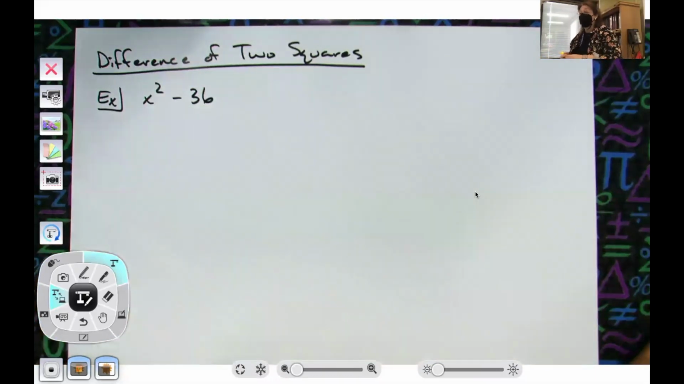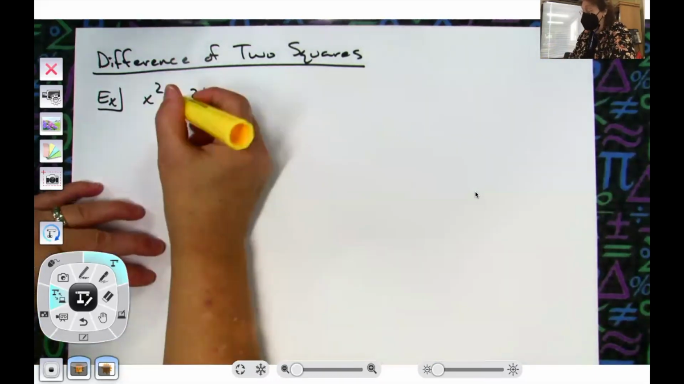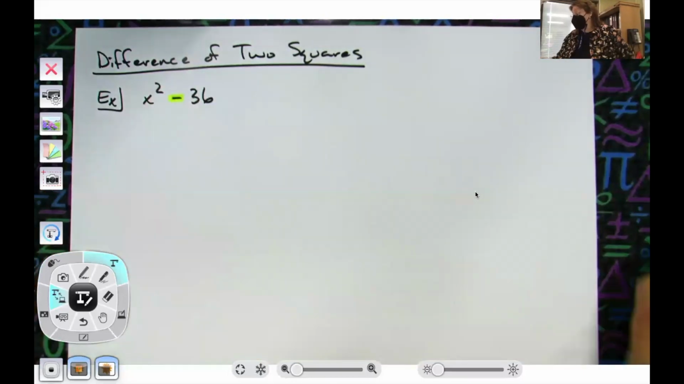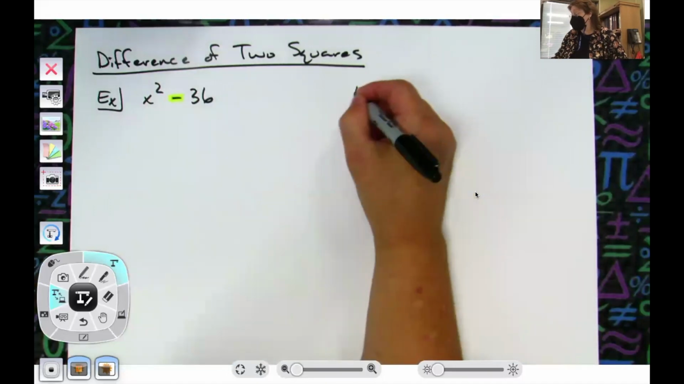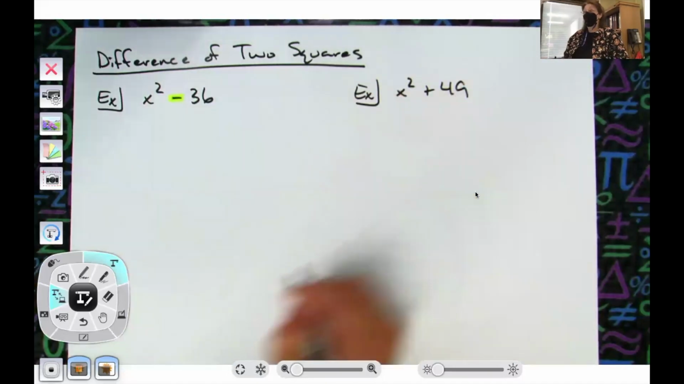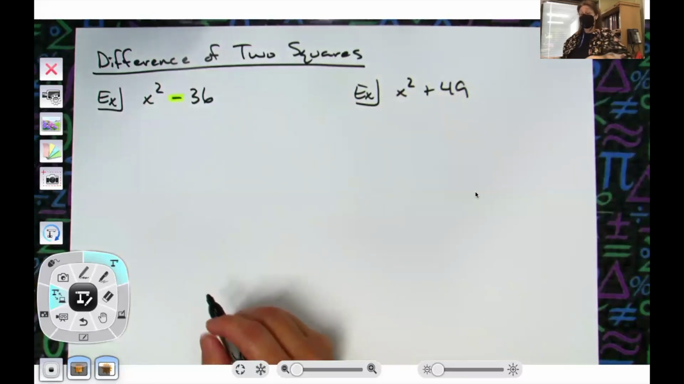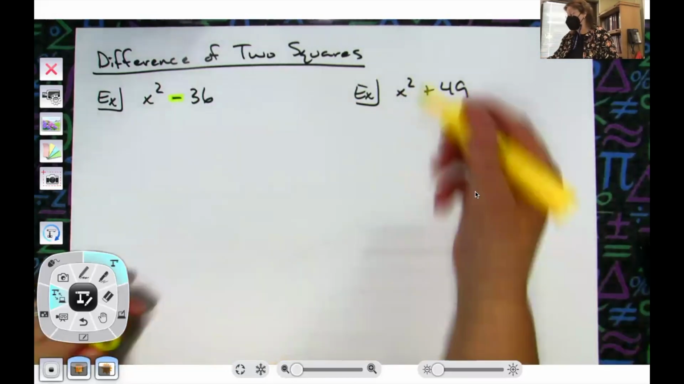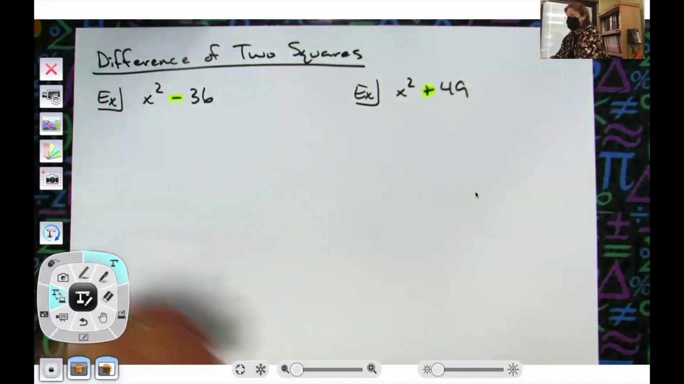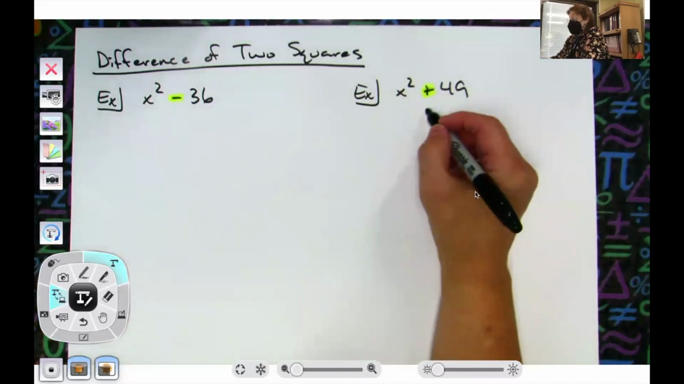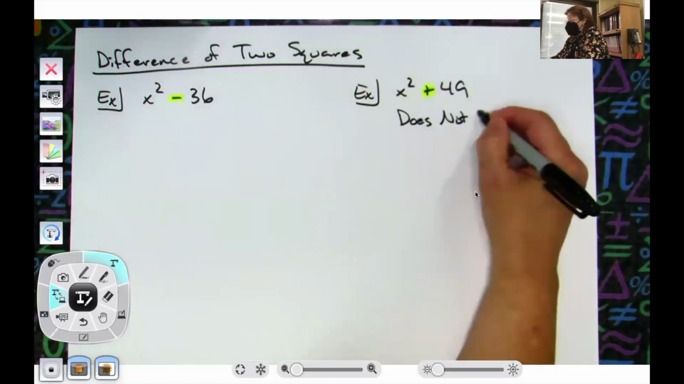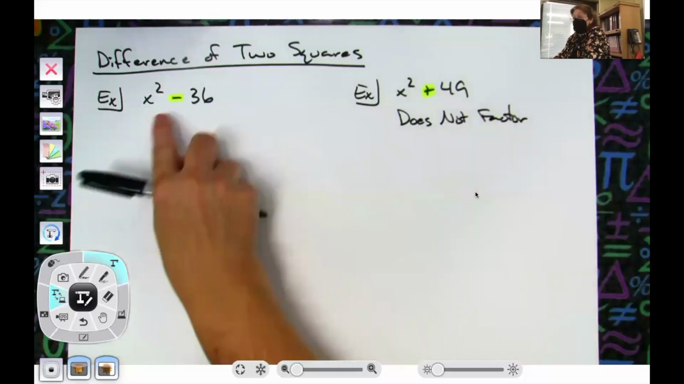Being a difference of two squares, this has to be a minus sign right there. If it's not a minus sign, you can't factor it. Just real quick, if I did, say, x squared plus 49, that is not the difference of two squares, because it's not a difference. It's an add right there. So if it looks like that, don't hurry through it and just go x plus 7, x minus 7, because this one does not work. This one does not factor, because it's not the difference of two squares. Has to be a minus sign in there.